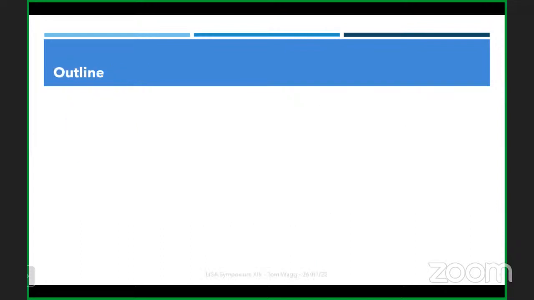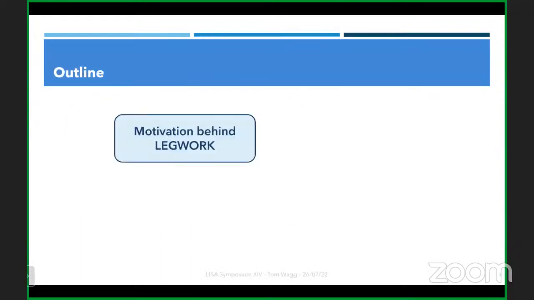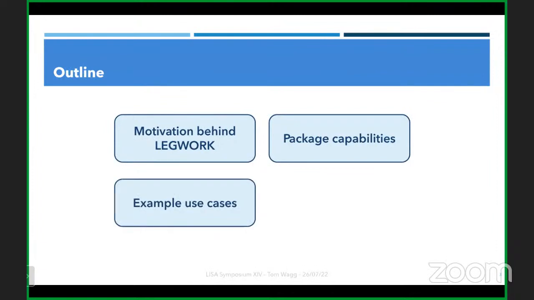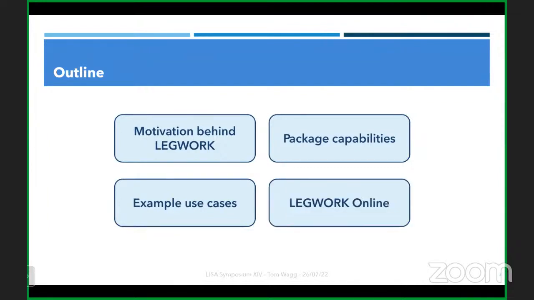So hopefully you're now intrigued, and I can give you a bit of an outline of what we're going to do. I'm going to talk a bit about the motivation behind Legwork, why we think it's a good idea for it to exist. Then, once you're all excited about it, we can talk about what it can do, some of its capabilities, and in line with that, show some example use cases, as a demo of things you could do with it. Finally, I'm going to give you a little sneak peek of Legwork Online, an online interface that I'm very nearly done with, which should hopefully make it even easier to do things like this.